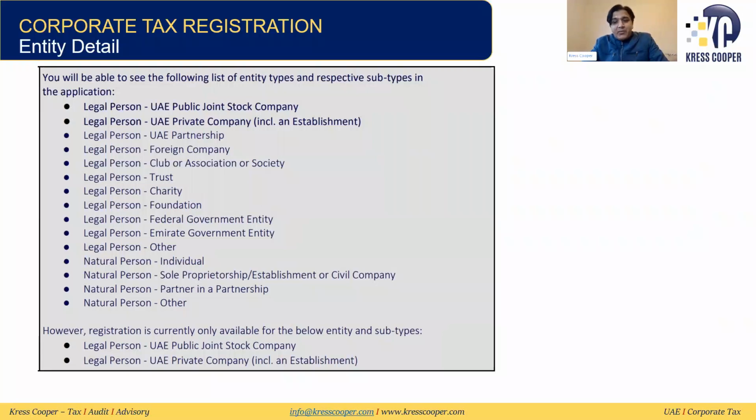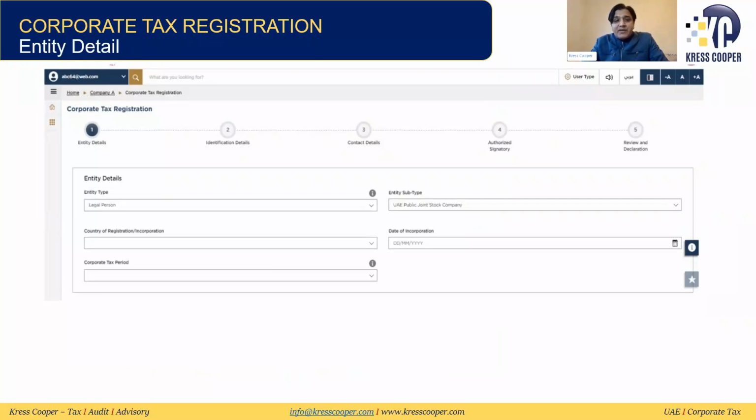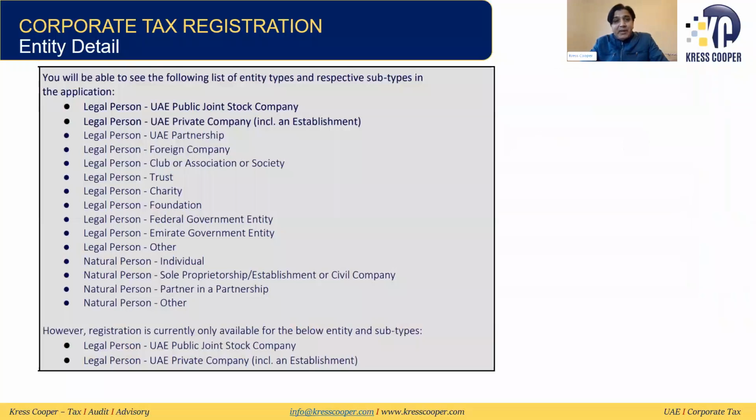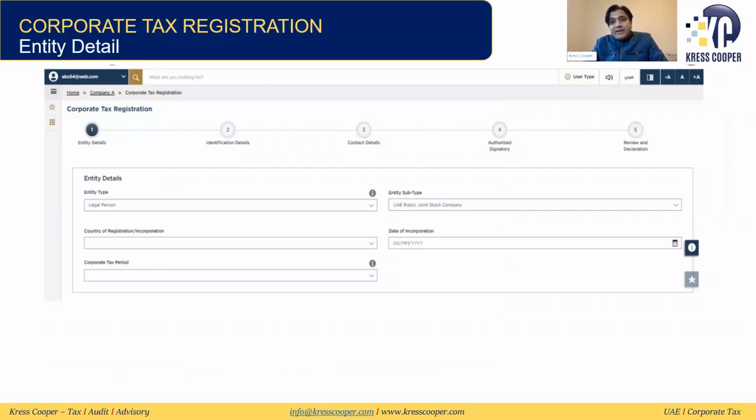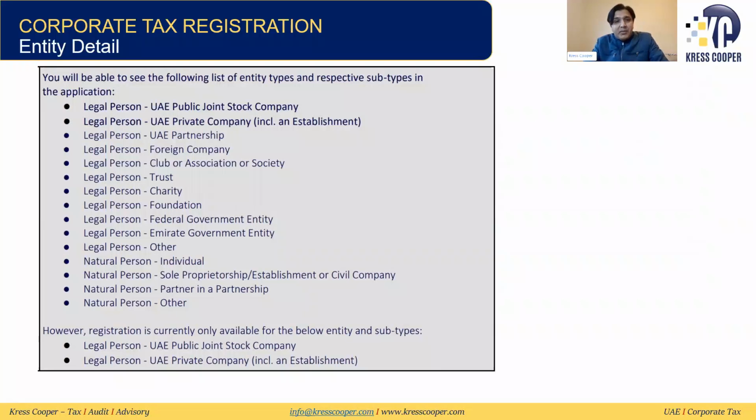First of all, as we discussed in the previous guide, what is the entity type? It can be a legal person or a natural person. Then we need to discuss the entity subtype. It can be a UAE public joint stock company, a UAE private company, a UAE partnership, a foreign company, a club or association, a trust, a charity, a foundation, or various other organizations. So first we need to classify whether your entity is a legal person or natural person, then check the subclass of the entity.